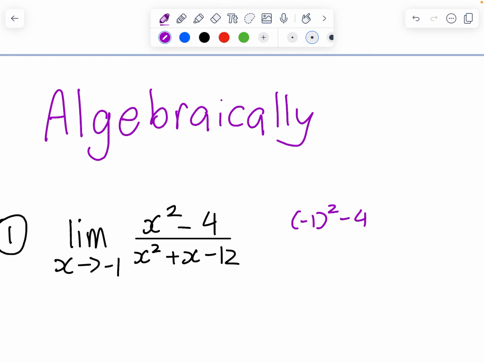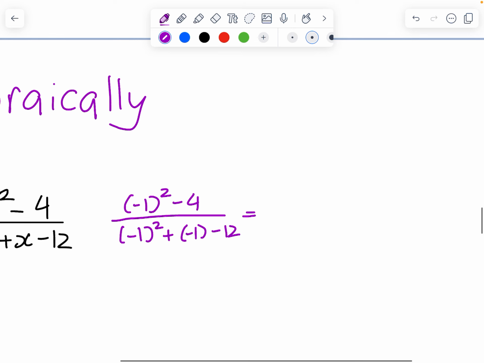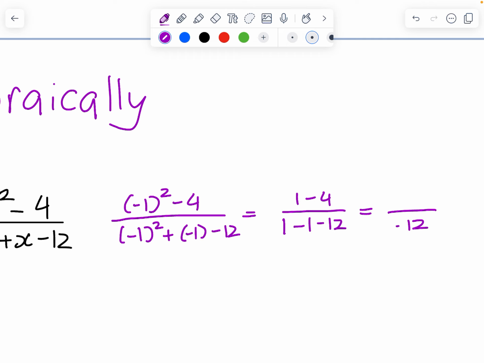-1 squared minus 4 over -1 squared plus -1 minus 12. So -1 times -1 is just 1, and then we have 1 minus 1 minus 12. So 1 minus 1 is just 0, so we have -12, and 1 minus 4 is -3. So our final answer would be 1 over 4.